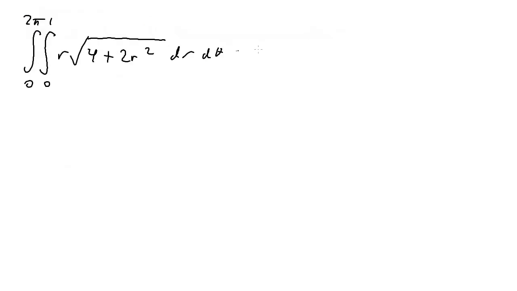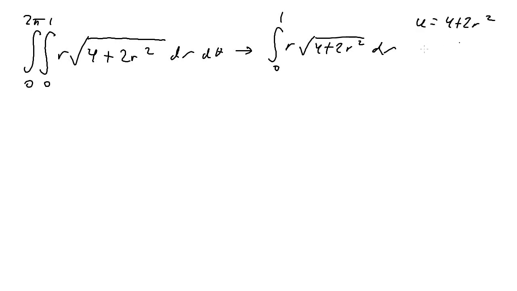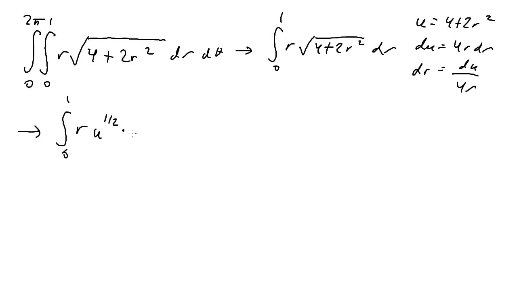So let's go ahead and evaluate this. So we have the integral from 0 to 1 of r times the square root of 4 plus 2r squared dr. Realize this is just a u substitution problem, so if u is equal to 4 plus 2r squared, then du is going to equal 4r dr. So then isolating dr, dr equals du over 4r. If I plug that back into the integral, we get the integral from 0 to 1 of r times the square root of u, since we set u to be equal to 4 plus 2r squared. And I'll rewrite that as u to the 1/2 times dr, which is equal to du over 4r.